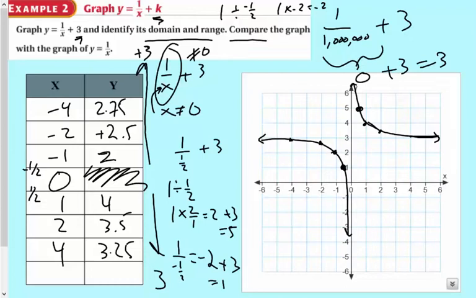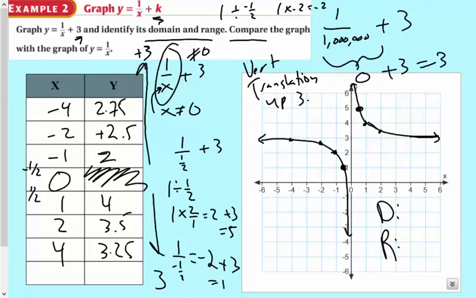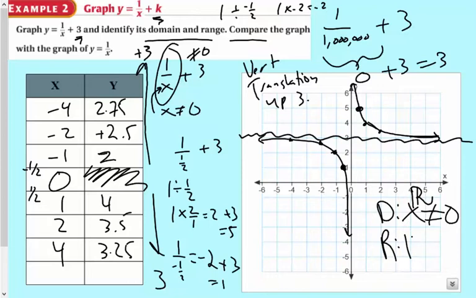Anyway, let's talk about the comparison. This one's just basically up 3. It's a vertical translation up 3. Okay, that's all. And the domain and the range down here. Domain is all the x values, but x cannot be 0. All reals except x cannot be 0. Now the range is different this time. Here is our asymptote right there. The range is all reals except for y cannot be equal to 0.